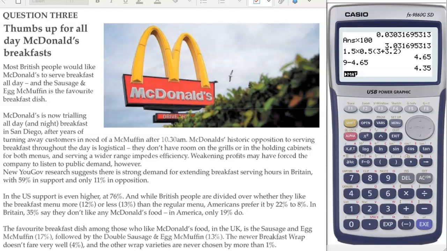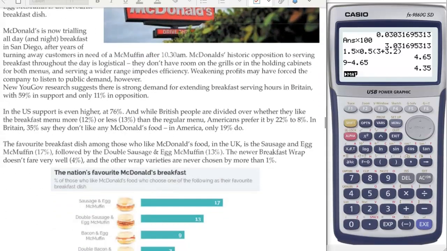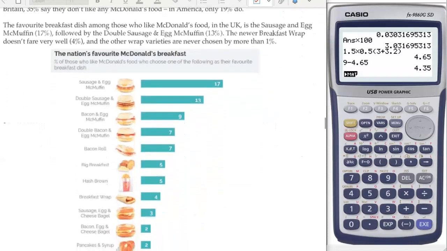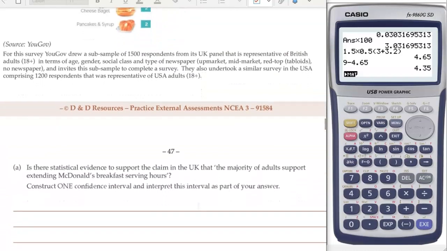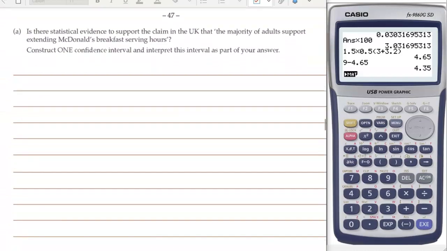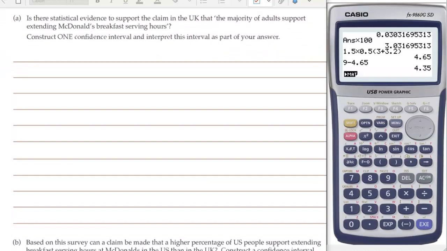For question 3, we've got this article about McDonald's moving to serving all-day breakfast, with some information about how that information was collected. Okay, so first: is there statistical evidence to support the claim that in the UK, the majority of adults support extending the McDonald's breakfast serving hours? We need to do a confidence interval as part of that decision. So the first thing is to set ourselves up with a margin of error.